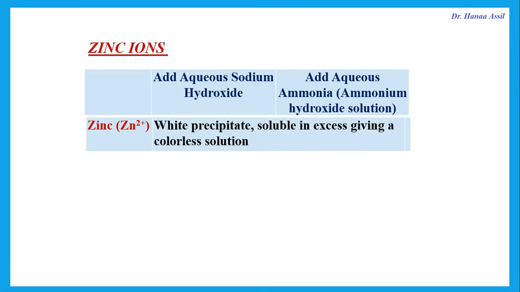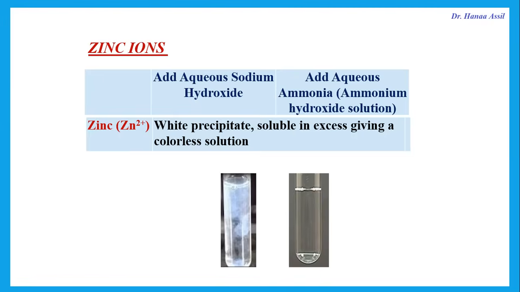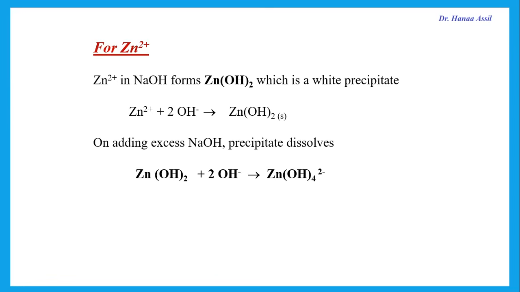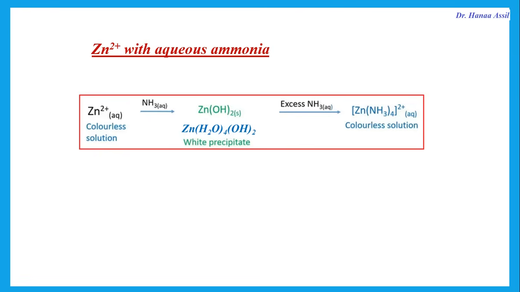Zinc ions, remember the test for zinc: whether we add aqueous sodium hydroxide or aqueous ammonia, we get a white precipitate soluble in excess, giving a colorless solution. This is because with sodium hydroxide, the zinc 2+ ions will initially form a white precipitate of zinc hydroxide, but when we add excess, the precipitate dissolves to form this kind of complex.